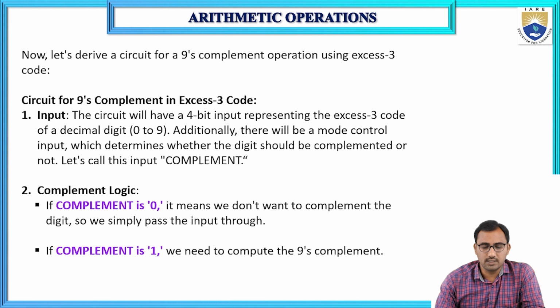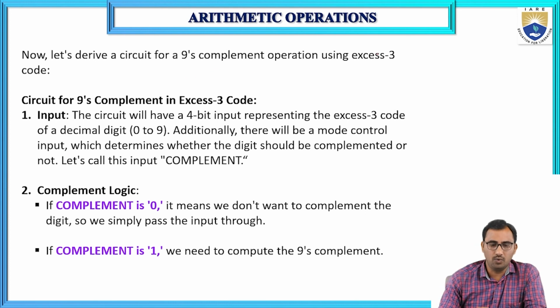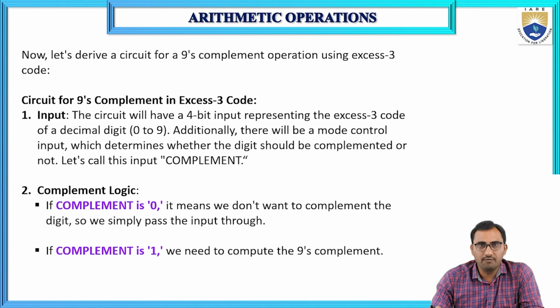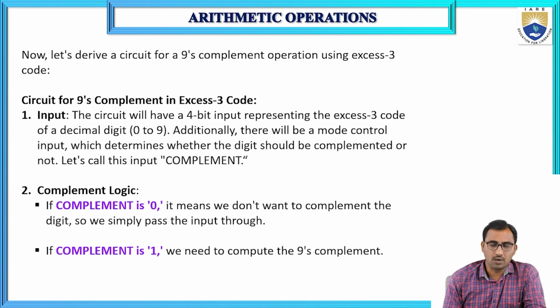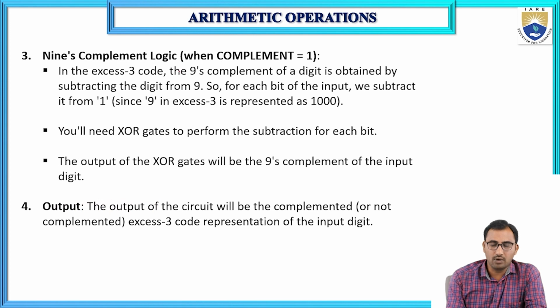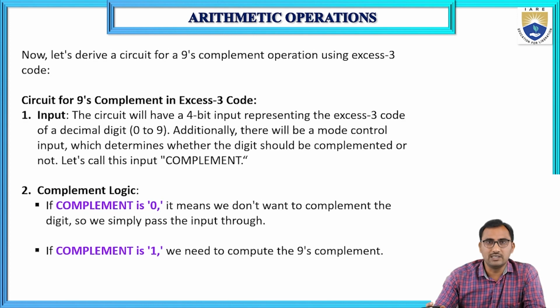And now let's derive a circuit for 9's complement operation using excess 3 code. So, the circuit for complementing in excess 3 code consists of some input, complement logic, and 9's complement logic, then output.